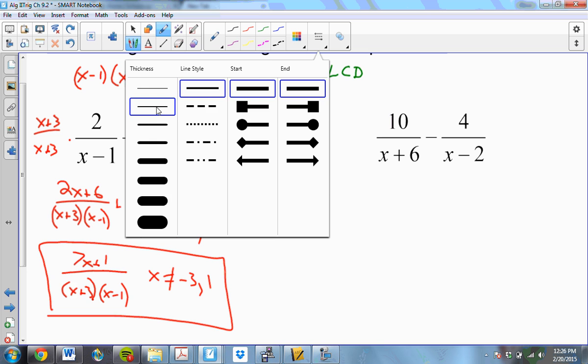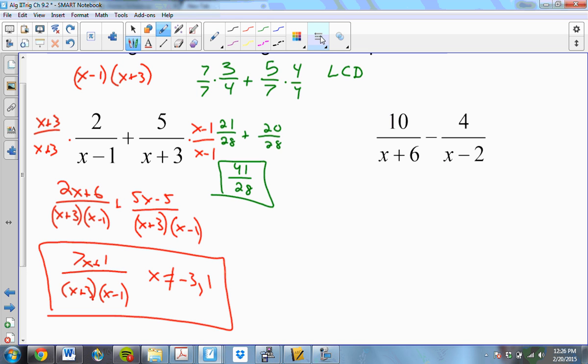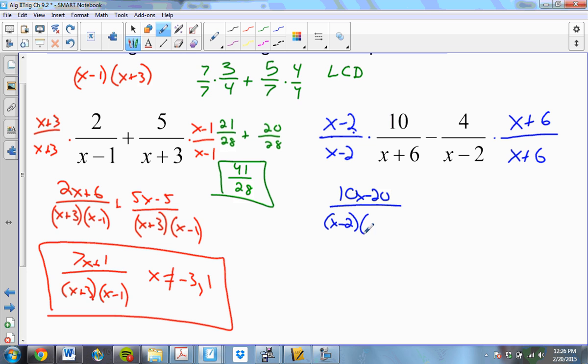And on the right, if you want to pause and take a moment and figure out what the lowest common denominator is, you sure can. Multiply by x plus 6 over x plus 6, and x minus 2 over x minus 2, and I get 10x minus 20 over (x minus 2)(x minus 6), minus 4x plus 24 over (x minus 2)(x minus 6).